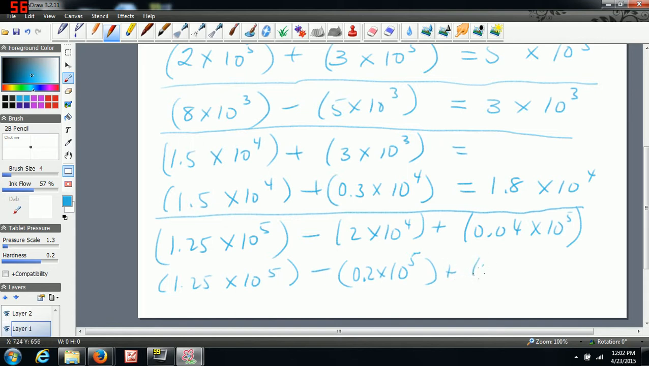So then plus 0.04 times 10 to the 5. Now that we have all of them with 10 to the 5, we can go ahead and just work out the actual decimals. So we do 1.25 minus 0.2, which is 1.05, plus 0.04, so we get 1.09 times 10 to the 5. Okay, so that would be our final answer there. So that's a quick lesson on adding and subtracting numbers that are in scientific notation.